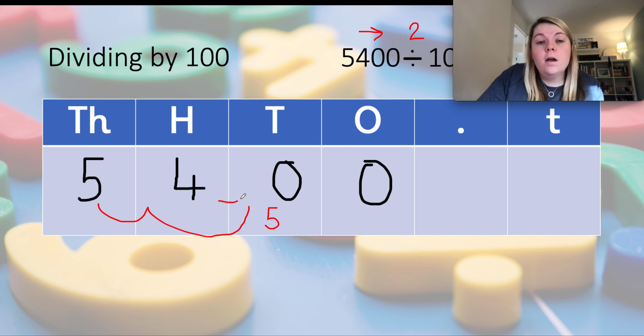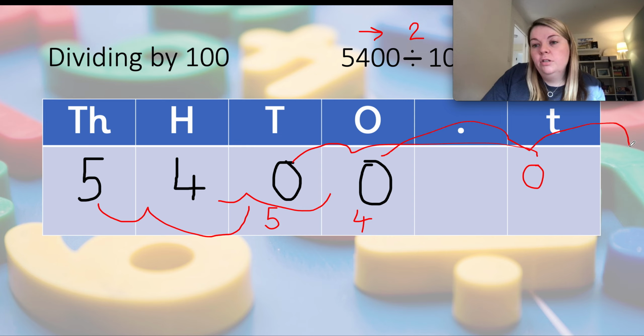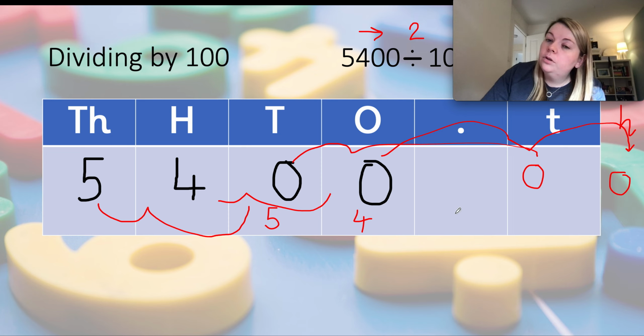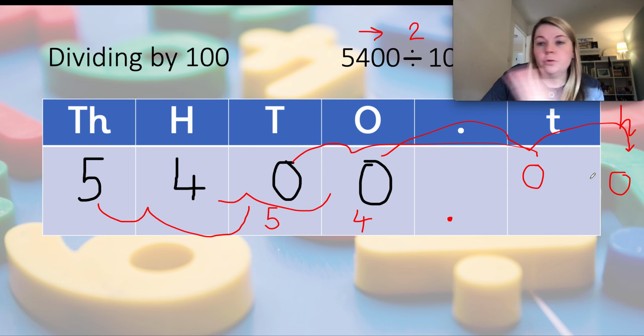And my 4 from my hundreds is moving not to my tens, but to my ones. And then this 0 will move not to here, but to over here. And this 0 will move not to here, but to my hundredths column, which I haven't actually got. So it will be 54.00. We don't need to worry about the 0.00, so my answer will just be 54.